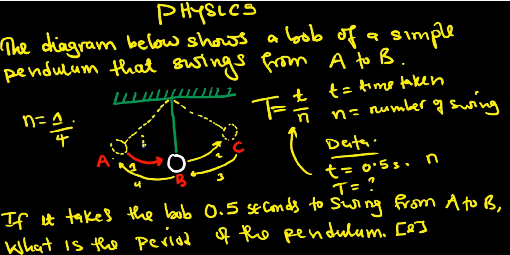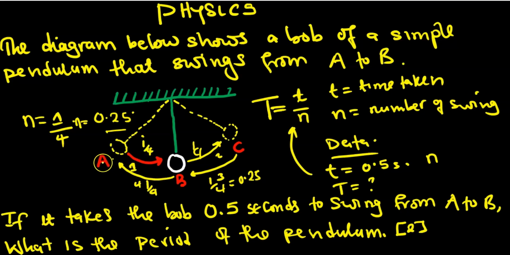Which means each one is 1 over 4. In decimals, you can write it as 0.25, and each of the others is also 0.25. When you sum up everything, you are going to find 1. That is another thing that you should take note of. So from A to B gives us 0.25. Our N therefore is 0.25, since it only moved from A to B.